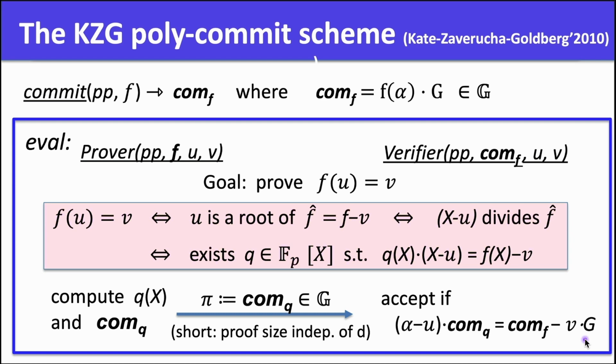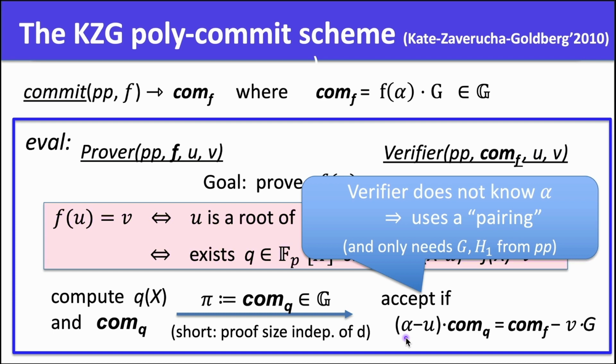So again, some of you might be wondering, well, wait a minute. I said that nobody knows what the value of alpha is. This value was deleted. So how is the verifier computing alpha times com q? And the answer is that this is done using an additional algebraic structure called a pairing, which I'm not going to describe here. What the pairing does is it basically allows the verifier to check that this condition holds without actually knowing what alpha is. The only thing the verifier needs to know is the generator g for this step over here, and the value h1, which allows it to do this comparison without actually knowing what alpha is.